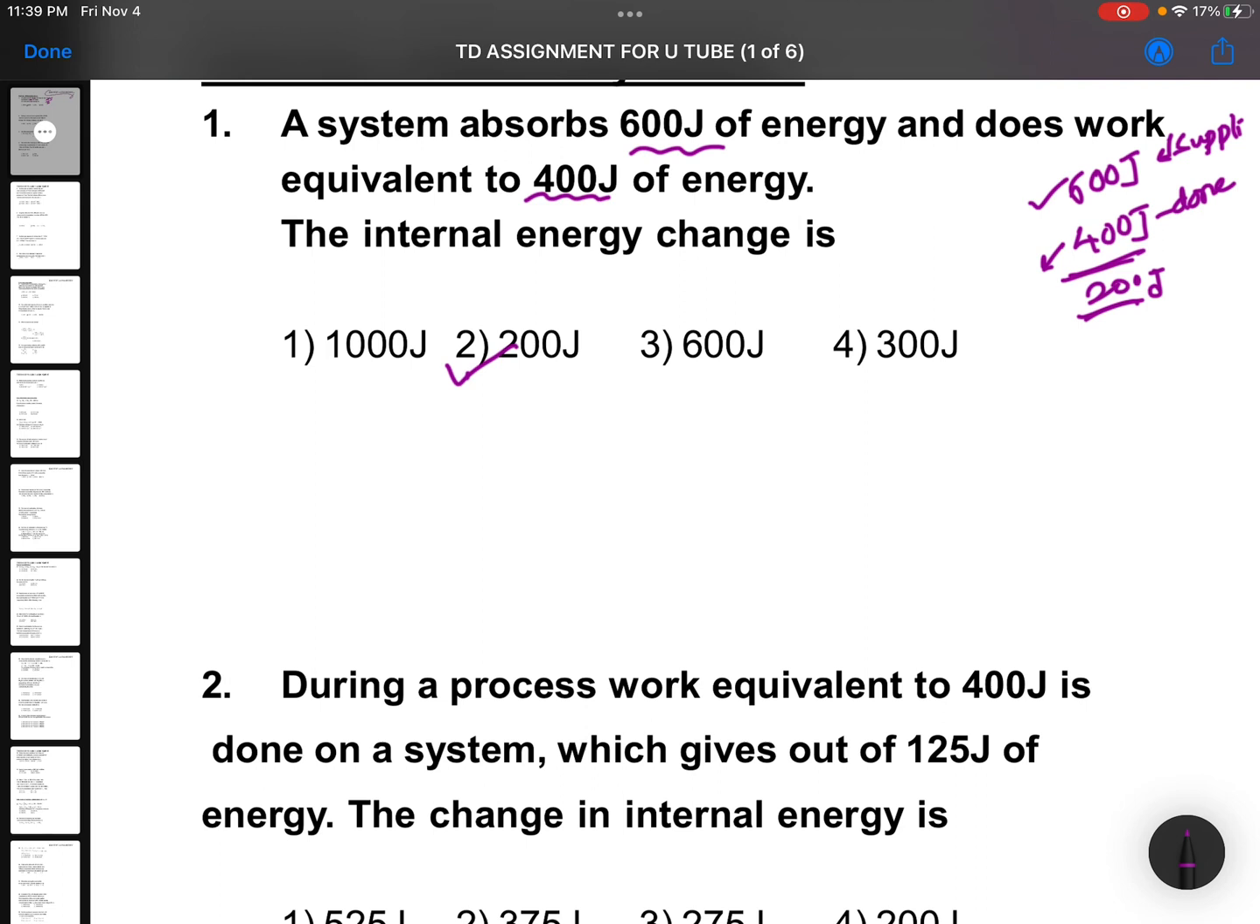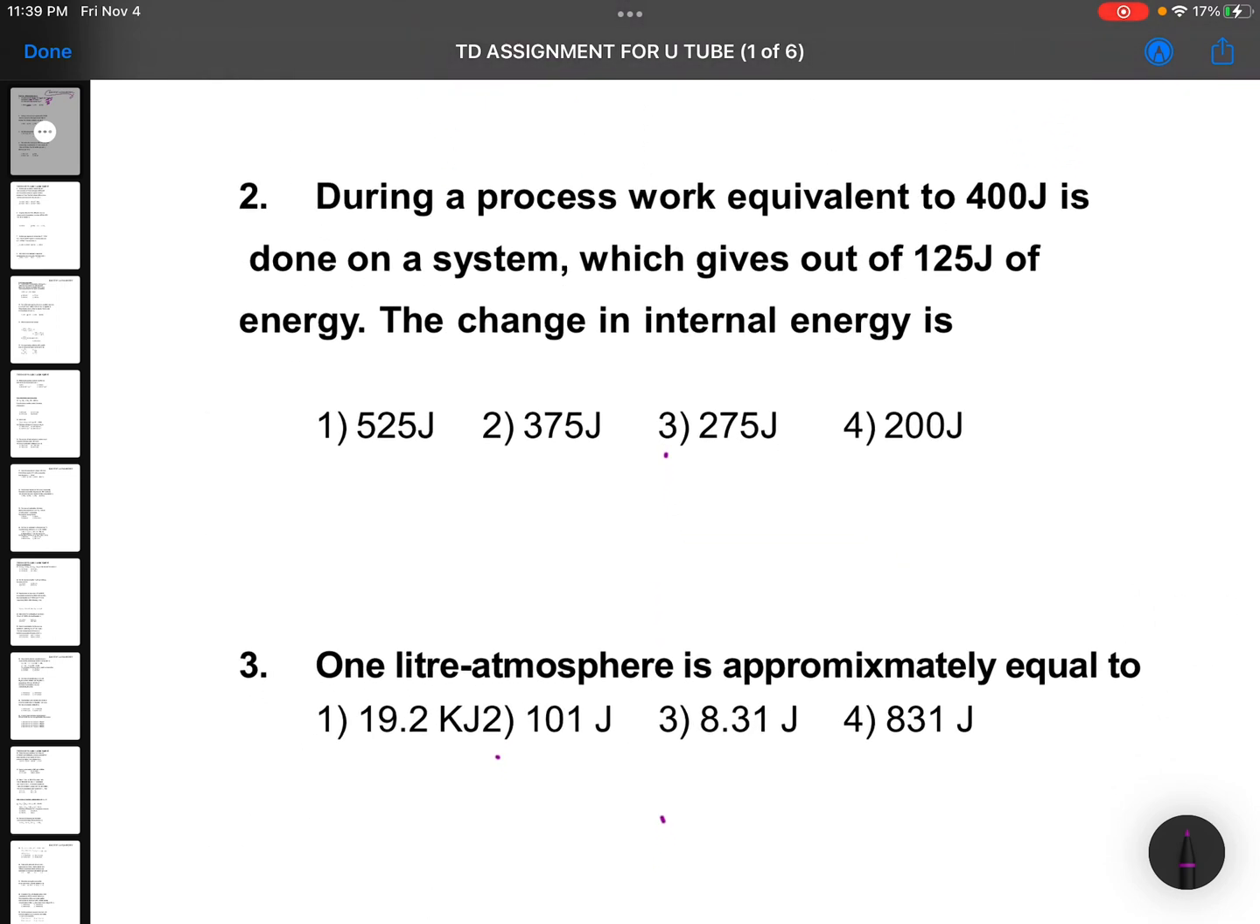First law of thermodynamics: the heat given is equal to work done by the gas plus change in internal energy. That is 200. 600 given to you, you did 400 work, so 200 joules is left. Use simple mathematics.